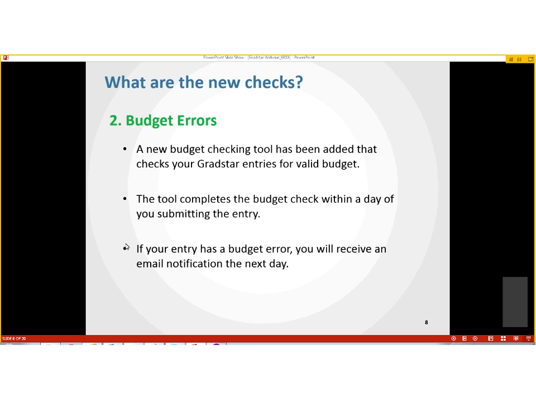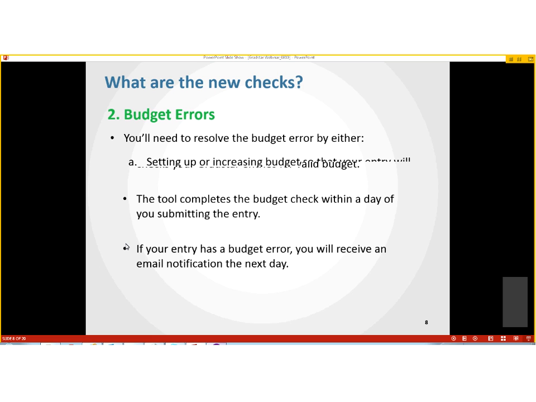So this error check is a little bit different from the edit error check in that it takes about a day for you to know whether you have an error in budget, or it takes a day anyway for you to get the message. There are some checks that you can do ahead of time to know, which I'm going to talk about in a minute, whether your chart field string will pass. But if you have an error, it will take a day for you to get the email notification.